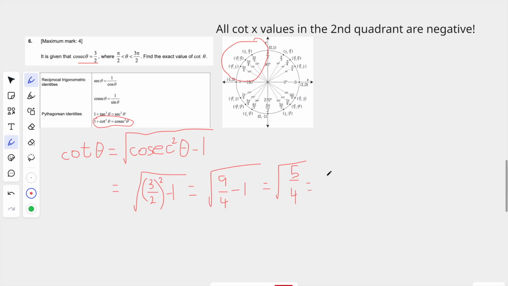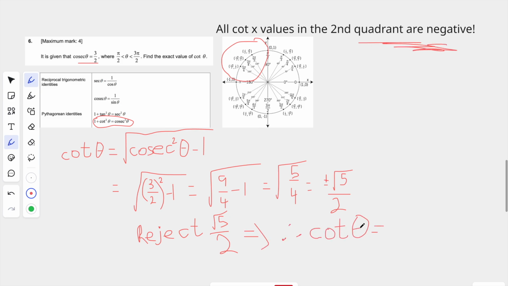Lastly, we square root 5 over 4. Remember, square root can include both positive and negative values, so simplifying this square root will be plus or minus square root 5 over 2. However, we have already determined earlier that cotan theta's value has to be negative, so we can reject the positive solution and come to the conclusion that the exact value of cotangent theta is negative square root 5 over 2.